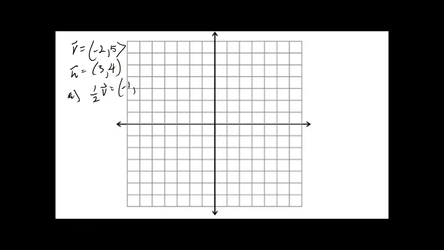Negative 1 would be the first component. 5/2 is the second component. Or 2.5 or however you want to express it. I would do 5/2, just like you did. Perfect. Negative 1, 5/2. Okay, the b from these would be what? u minus v.